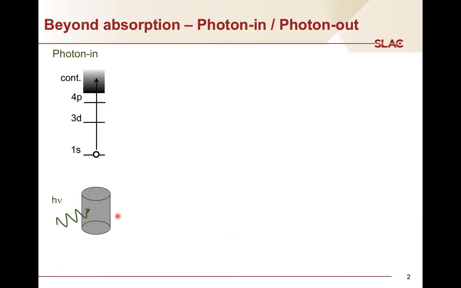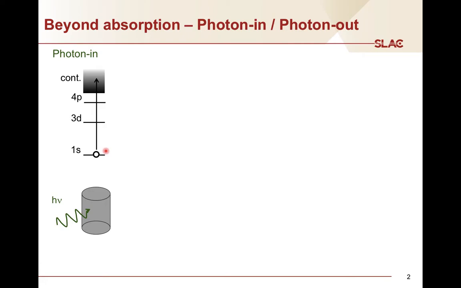So the principle is always the same. We have a photon in, photon out experiment, meaning you come in with a photon into a sample, and depending on the energy, you excite an electron from the 1s orbital into the vacuum, which is different than what you have dealt with before, where you excite into an unoccupied orbital like a 3d or 4p.